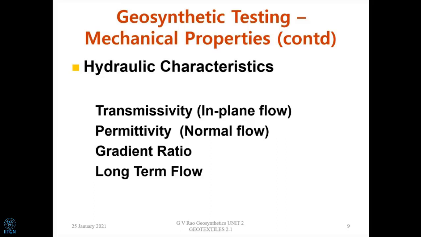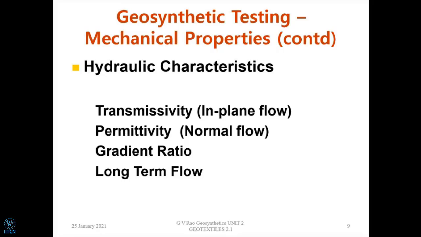That is called in-plane flow. And then if the flow is going to be across the geosynthetic, across the geotextile, it is a normal flow. So in-plane flow and normal flow, there are two characteristics now. We can find out the permeability of the geotextile in both the directions, along the plane and across the plane. To distinguish between these two things, the geosynthetic researchers created two designations called transmissivity and permittivity.